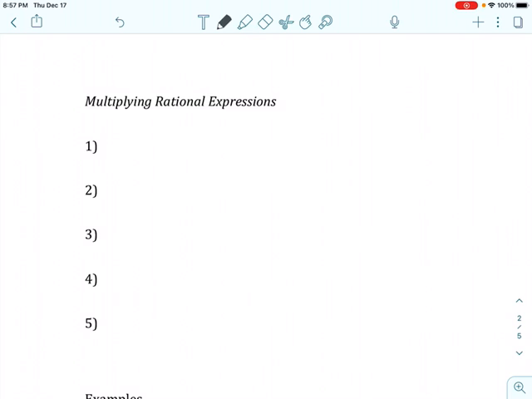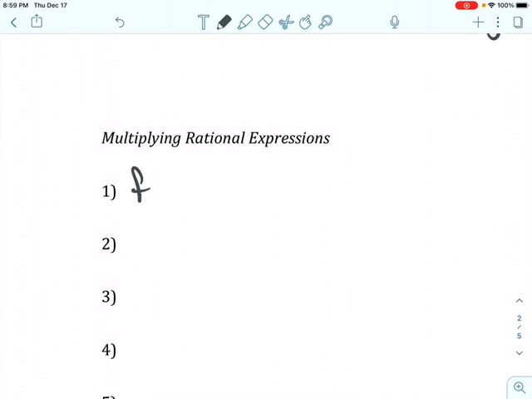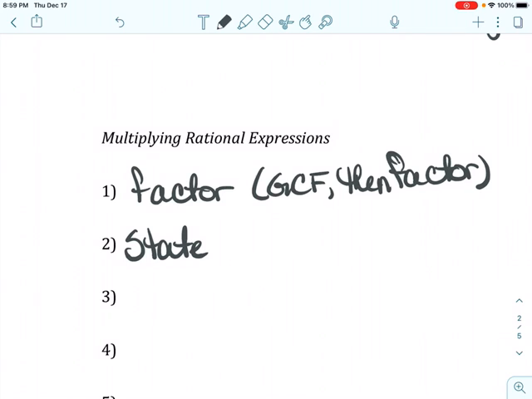Now, when we multiply, we're going to want to do exactly the same thing as what we just did. We're going to factor, and then we're going to reduce. Okay? So always start with factoring. Remember, that's GCF first, and then factoring. You're going to want to state your restricted values.